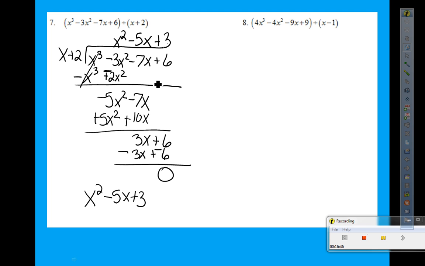Now, if you fully don't understand this at this moment, that's okay, because what I'd like to do is show you a method called synthetic division. I'm not going to do number 8, but I'm going to tell you this. This method is a hassle. There's a lot of steps. But I got a shortcut. So let me show you this shortcut.